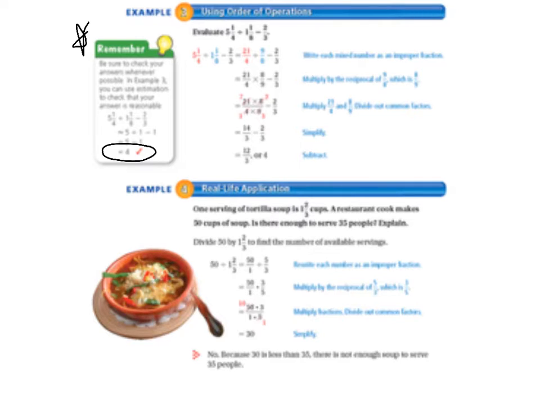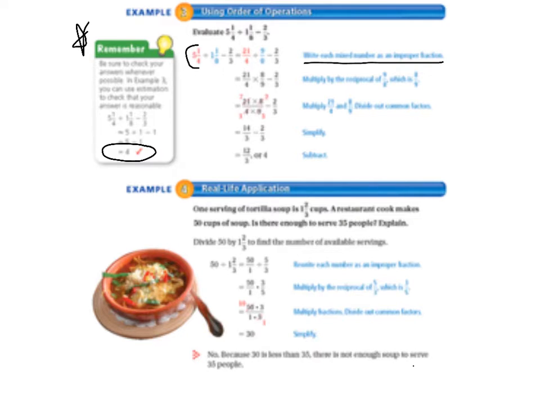So 5 1/4, we're first going to write each mixed number as an improper fraction. 4 times 5 is 20, plus 1 is 21. So that becomes the top of the fraction. The bottom stays the same. So it's 21/4. And then 1 1/8. 8 times 1 is 8, plus 1 is 9. 9 is the numerator, 8 is the denominator. So we changed both of our fractions to improper fractions.